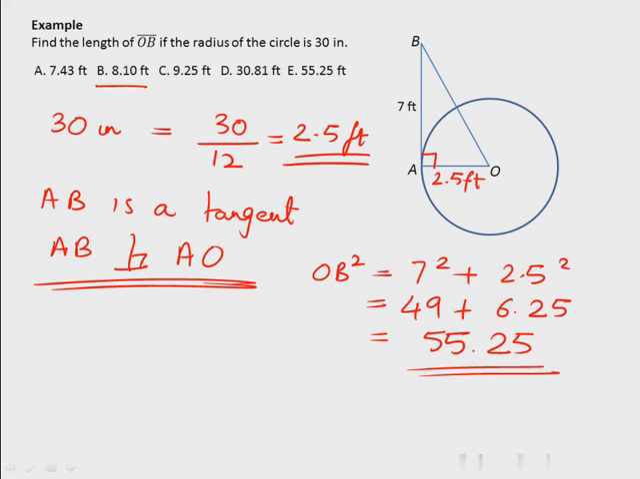Now I go to my answers. Look at B, it's 8.10 and all these are increasing. So can the answer be B? No, because the root of 64 is 8. So OB, being the root of 55, will be less than 8. The only answer less than 8 is 8. So the answer is 8.